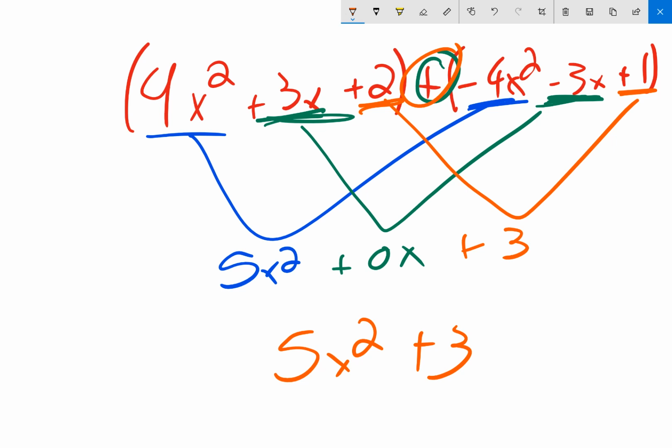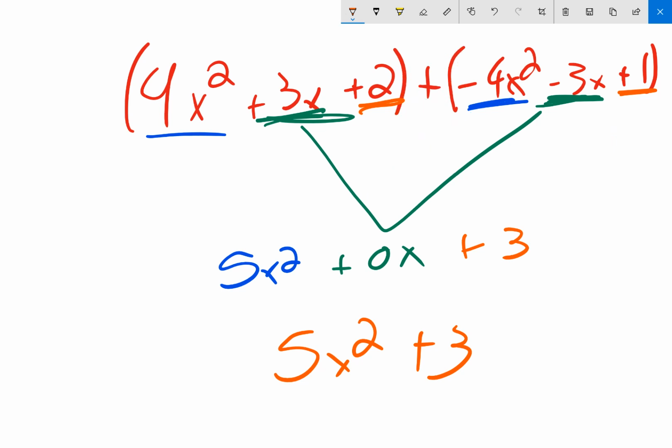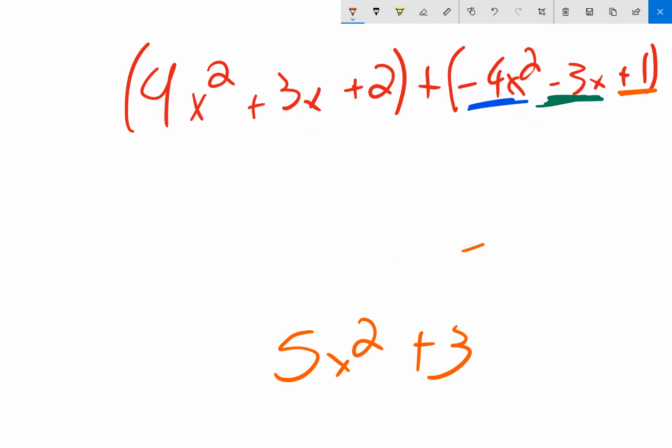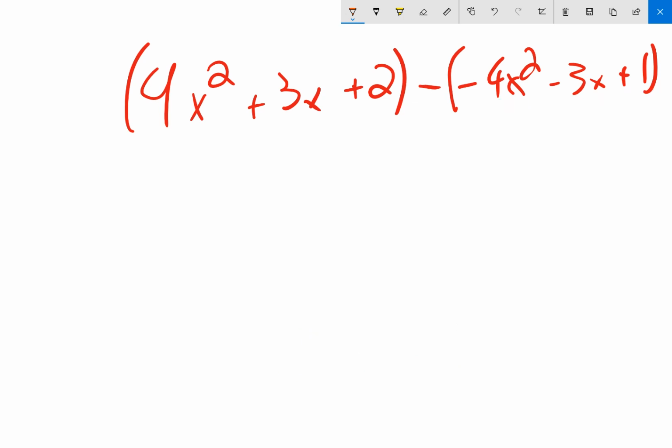Number 2. Let's do number 2 as well. Actually, I'll use the same problem to explain number 2, except I'll make it a subtraction problem. So let's clear this. I don't want to rewrite another problem. We could just use the same polynomial to explain it. So it's going to be a minus problem now. So it's a little different, but not too different.